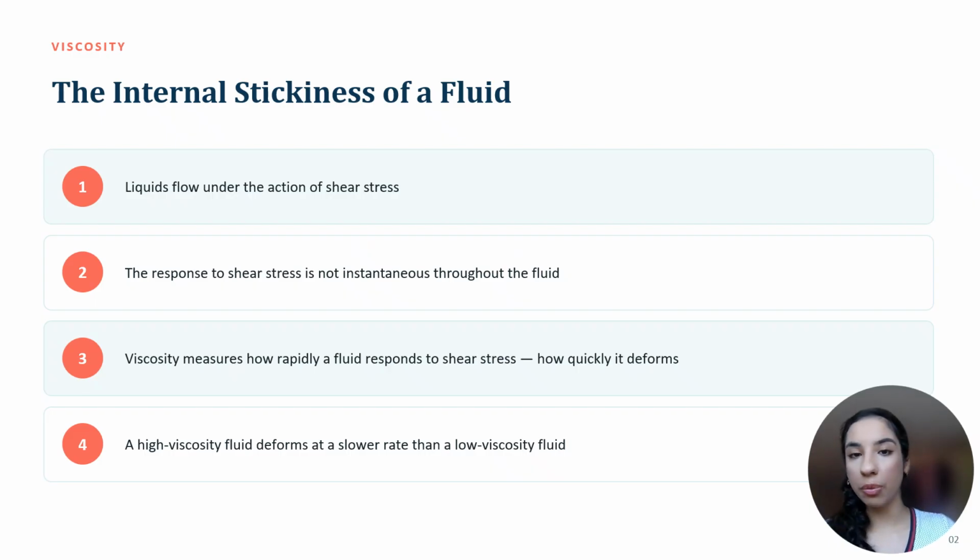So first of all, we're going to talk about internal stickiness, which is viscosity. Now, viscosity of a material is how fast a fluid flows, okay? Because of shear stress. Now, shear stress is when you have two forces, one going this way, one going this way. That's what we call shear stress, okay? Now, we're going to use viscosity to understand how a fluid flows, okay?